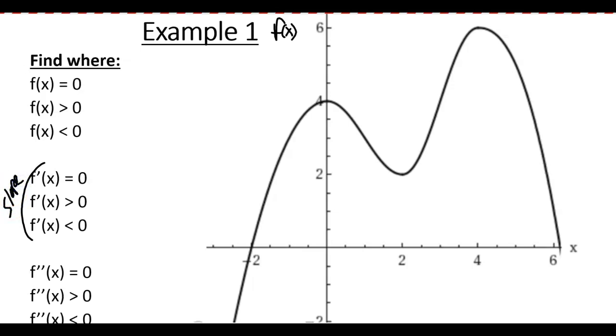Okay? I think it might be a little bit easier to start by talking about where it's increasing and where f prime is greater than 0 and where f prime is less than 0. So let's start where f prime is greater than 0. Let's do this one. F prime is greater than 0 when f is increasing. Why is that?